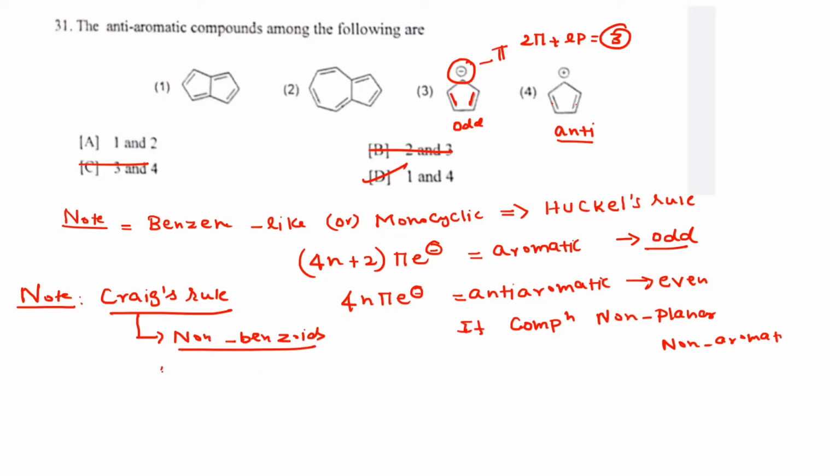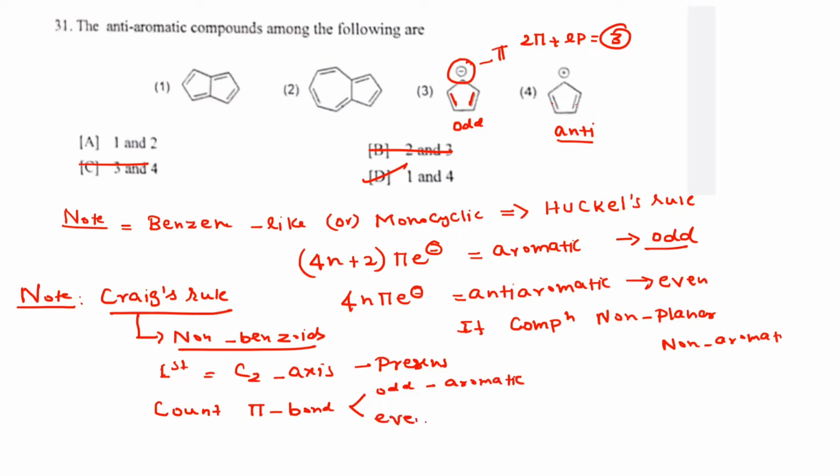What is the first step? First, check for a C2 axis. If the C2 axis is present, count the pi bonds. If the pi bonds are odd, that is called aromatic. If the pi bonds are even, that is called non-aromatic. But in Gray's rule there is no anti-aromatic. In the question, the most probable answer should be option D only.